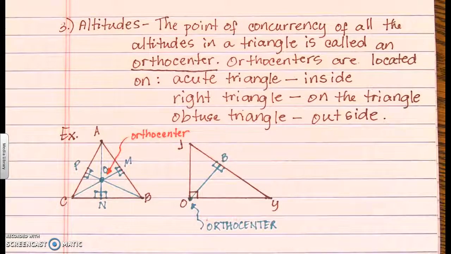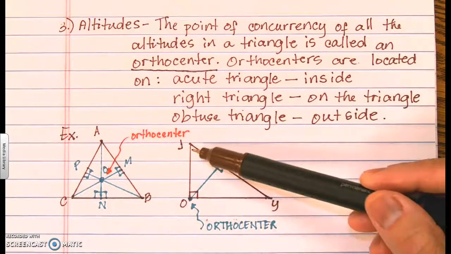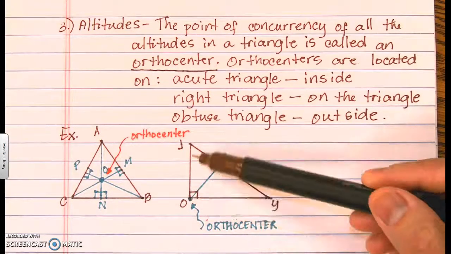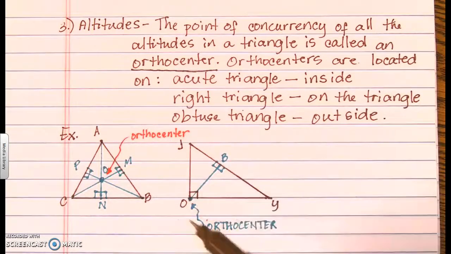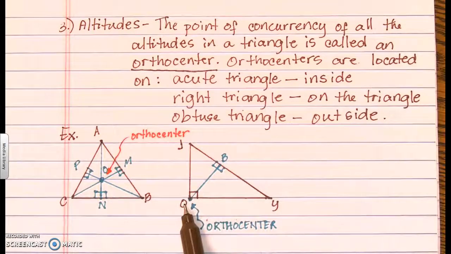Okay, so my next example is a right triangle JOY. If you notice, this side right here, which is a leg of your right triangle, is perpendicular to the other leg, which is OY. So JO serves as an altitude to triangle JOY because it is perpendicular to side OY.